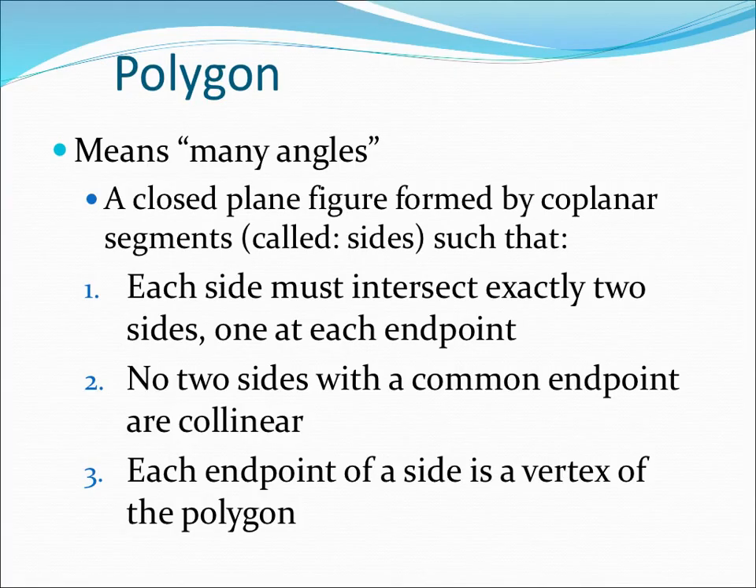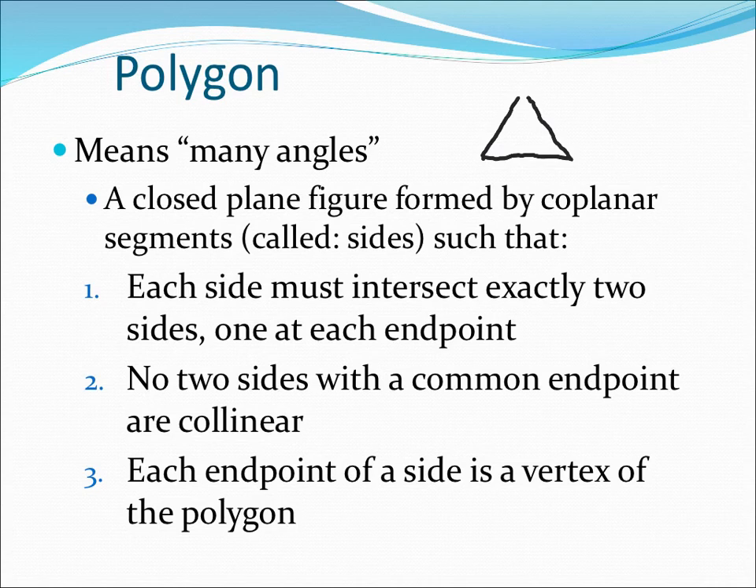So the word polygon means many angles. It is a closed plane figure formed by coplanar segments called sides. So closed plane figure, what that means is it can't be open. And what I mean is like this. I'm going to draw one that is not closed plane. I'm going to draw something that looks like a triangle, but I'm not going to close it at the top. Notice that it's got a gap at the top. That's intentional. That is not a closed plane figure.